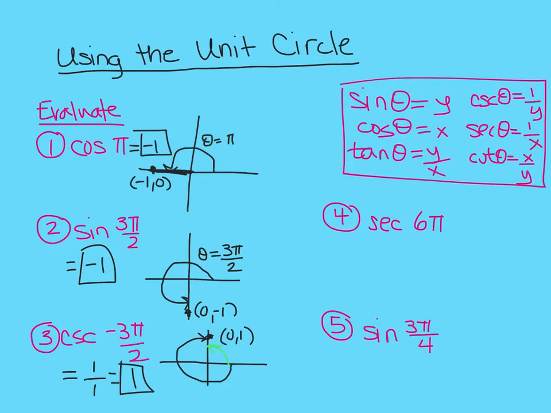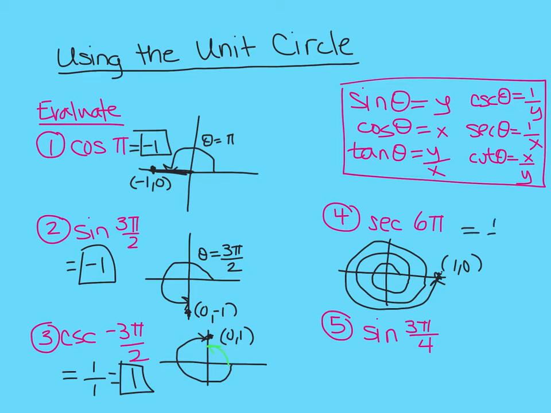For number 4, this is another one where you might want to find a coterminal angle. There are a few ways to do this. The other way is to notice that 6 pi means I have 2 pi three times, so I'm going around 3 times. I go around, this is 2 pi. If I go around again, this is 4 pi. One more time is 6 pi. Then I end up back where I started. This is the point 1, 0. Secant is 1 over cosine. Cosine here is my x, which is 1. So I have 1 over x, or 1 over 1, and my answer for that one is also 1.